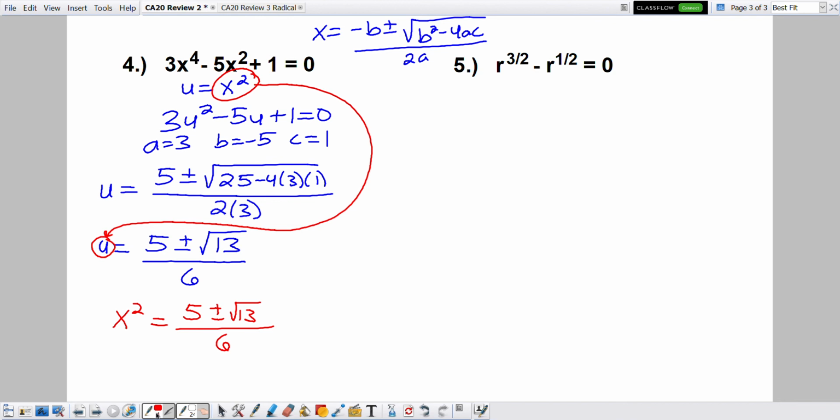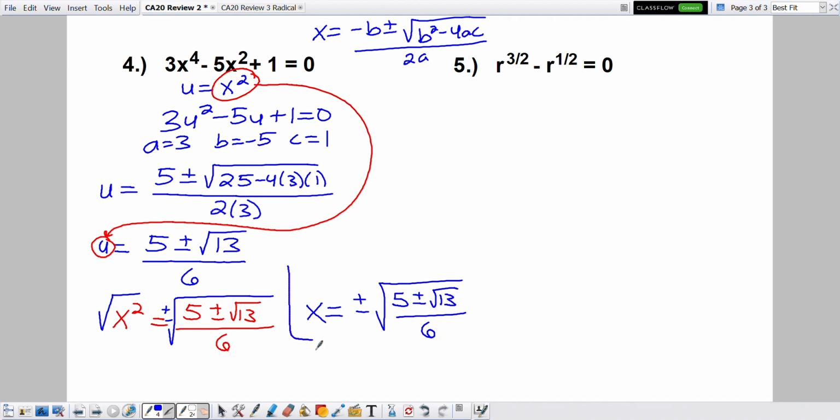How do you solve this for x? Well, if it's x squared, you take the square root. But remember, it's plus and minus the square root. And so this is going to look really complicated, but it's x equals plus and minus the square root of the quantity 5 plus or minus the square root of 13 all over 6.